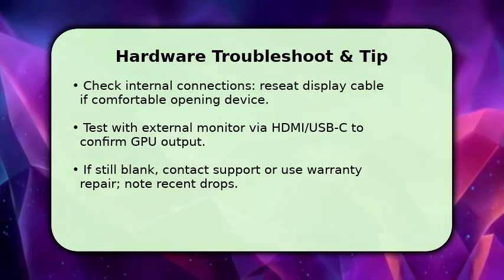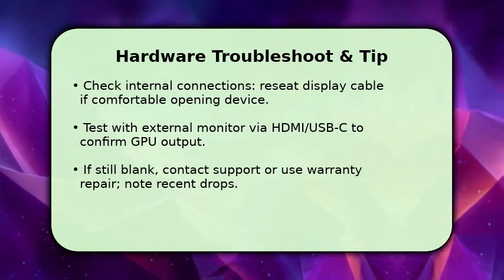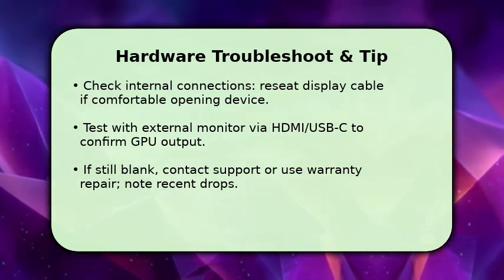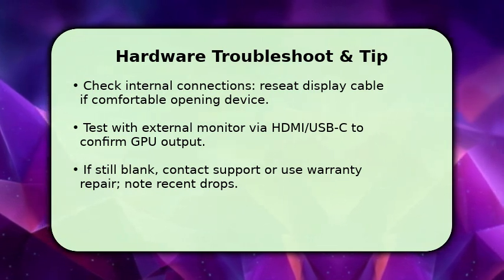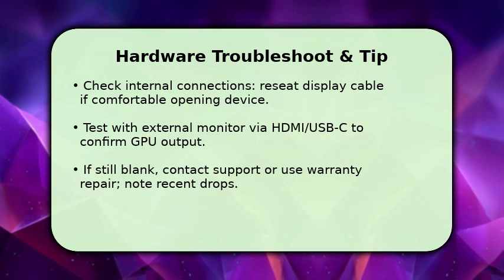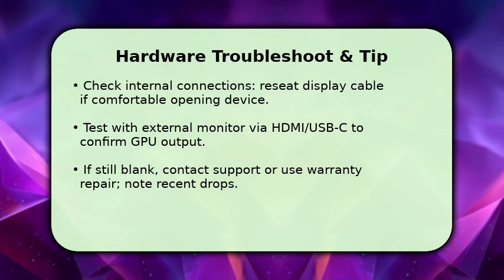If comfortable, open the case and reseat the display ribbon cable. Power off and remove the battery first. Look for backlight signs with a flashlight at an angle to detect image without backlight. If it remains blank, arrange warranty service or professional repair, and mention any drops or liquid exposure as key diagnostics.